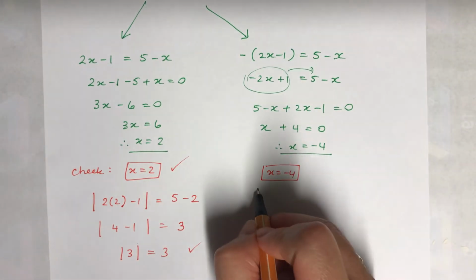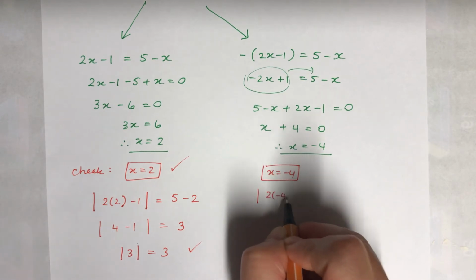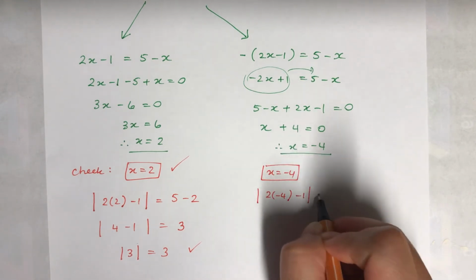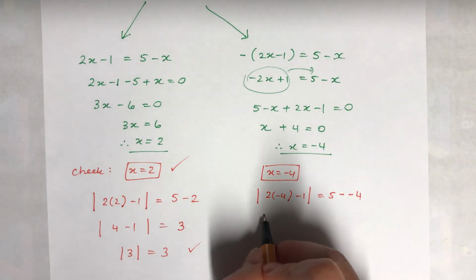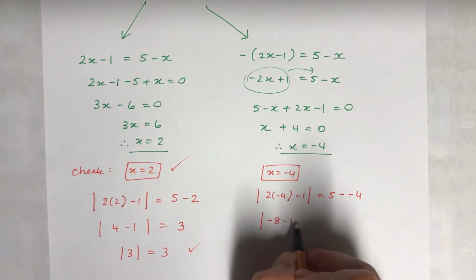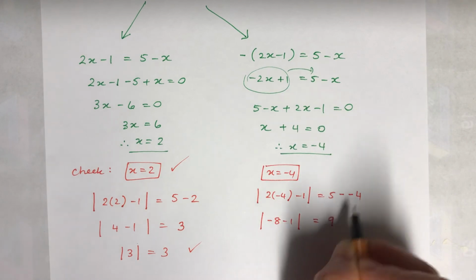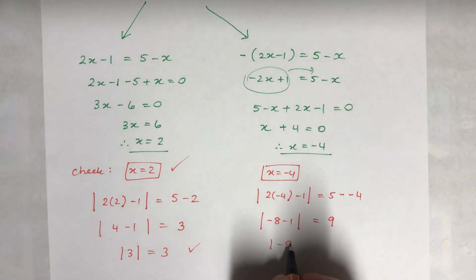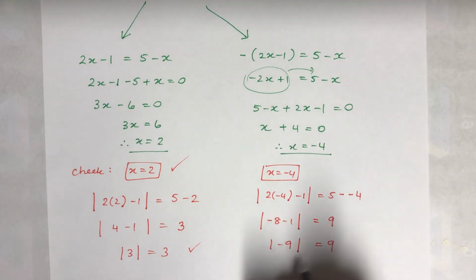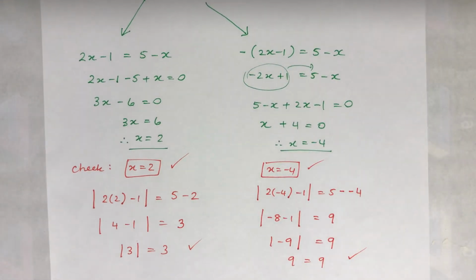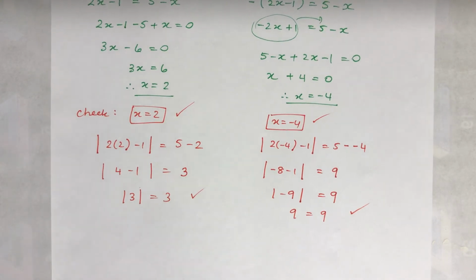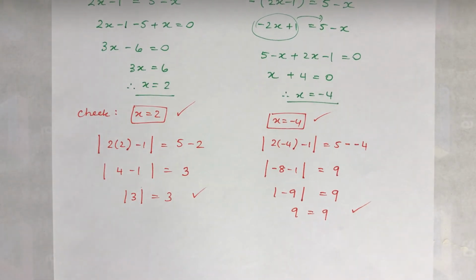Now let's have a look at this one. 4 minus 1, 5 minus 4. Yep, and that's minus 8 minus 1, that's minus 9, and the absolute value is 9. Yep, 9 equals 9. It's all good. They're both included. Excellent. So the answer should be x equals 2 or x equals minus 4.